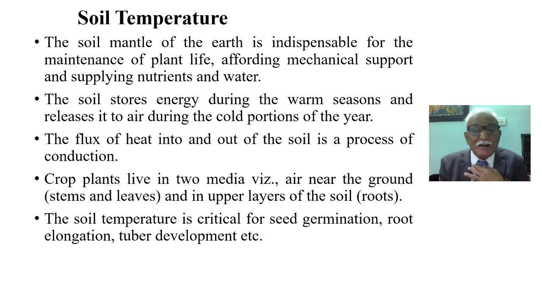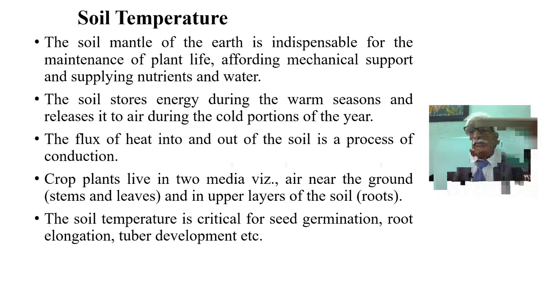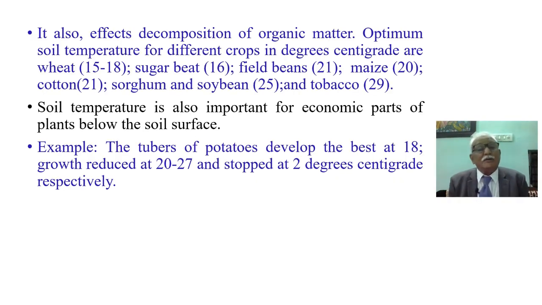Soil temperature is critical for seed germination, root elongation, and tuber development, in addition to water and nutrients. In case of tuber crops, it also affects the decomposition of organic matter. The optimum soil temperatures for different crops in degrees centigrade: wheat 15 to 18, sugar beet 16, field beans 21, maize 20, cotton 21, sorghum and soybean 25, and tobacco 29.